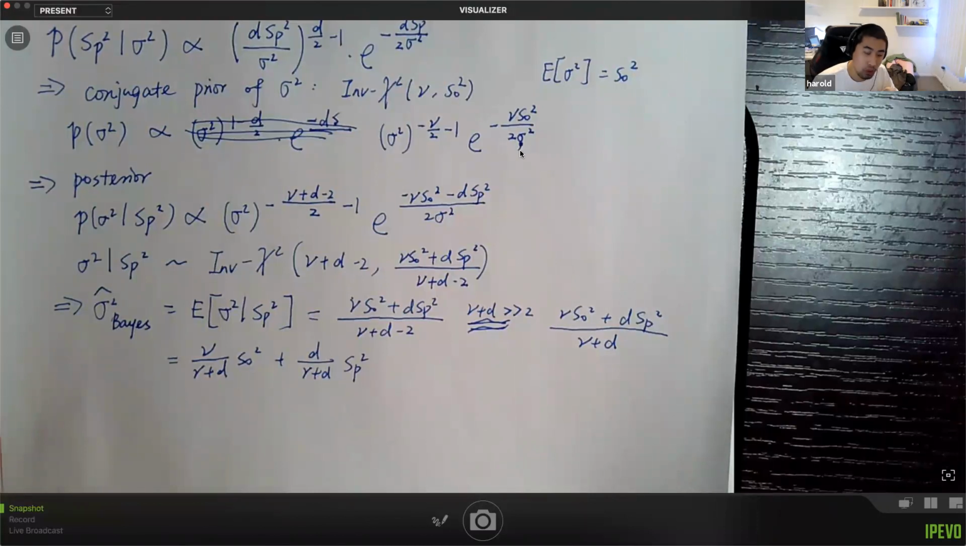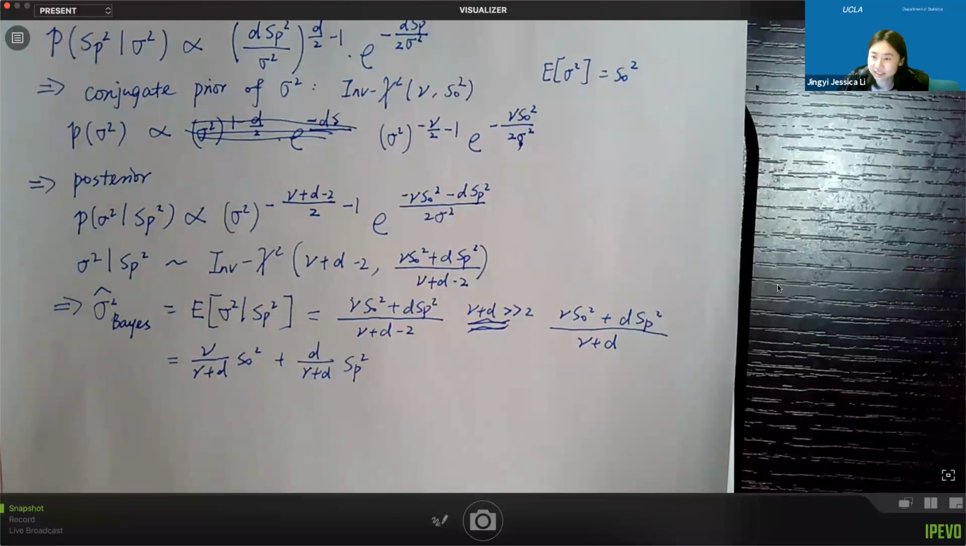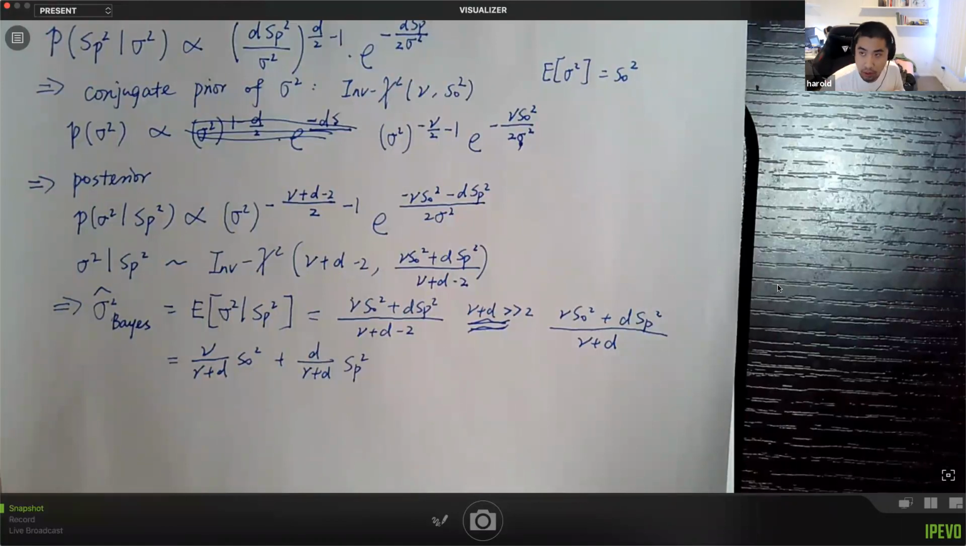Professor, I've got a question. Can you explain a little bit more why... For those of you who ask questions, can you turn on your camera so I can know who is asking the question? Okay, hi. Can you explain a little bit why the expectation of sigma squared is S0 squared? Is that the property of the scale?